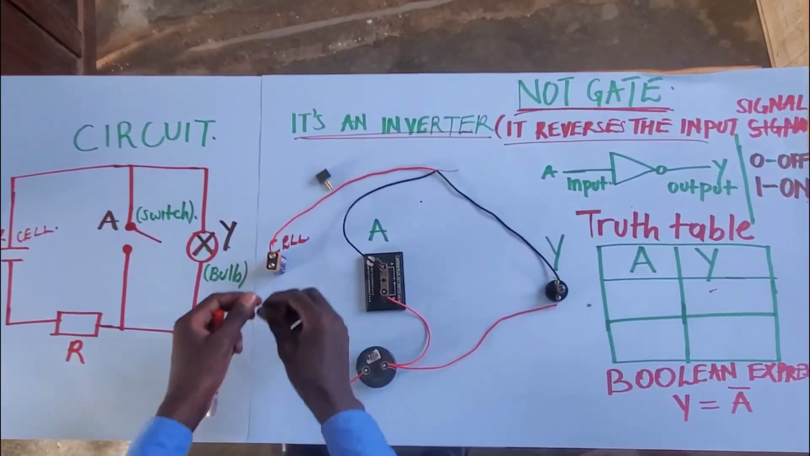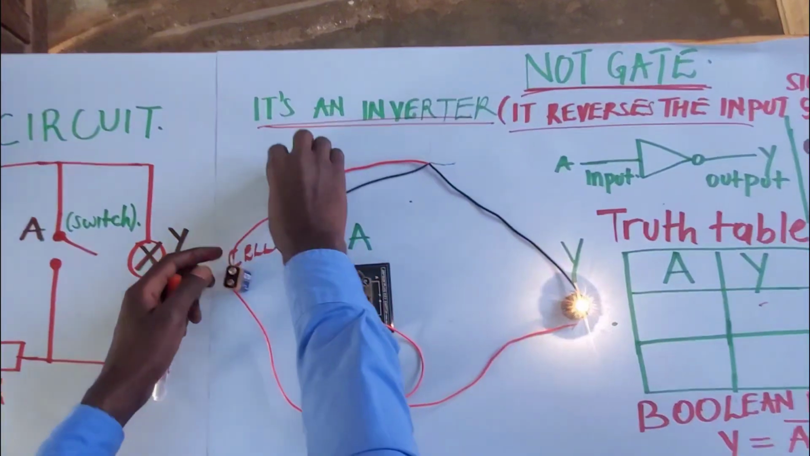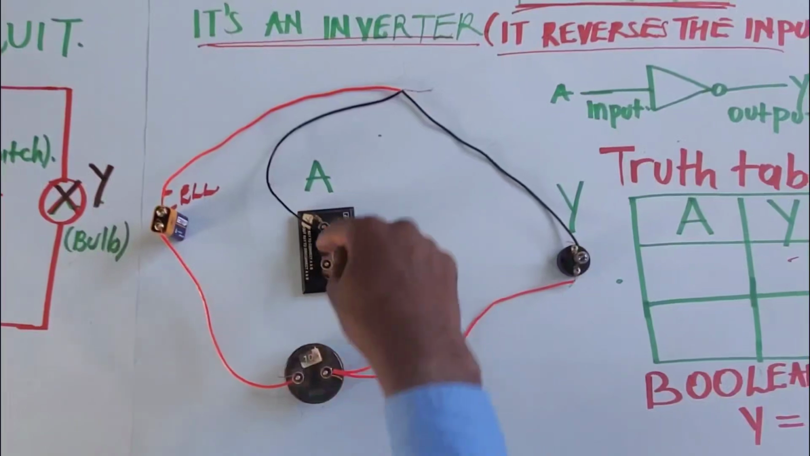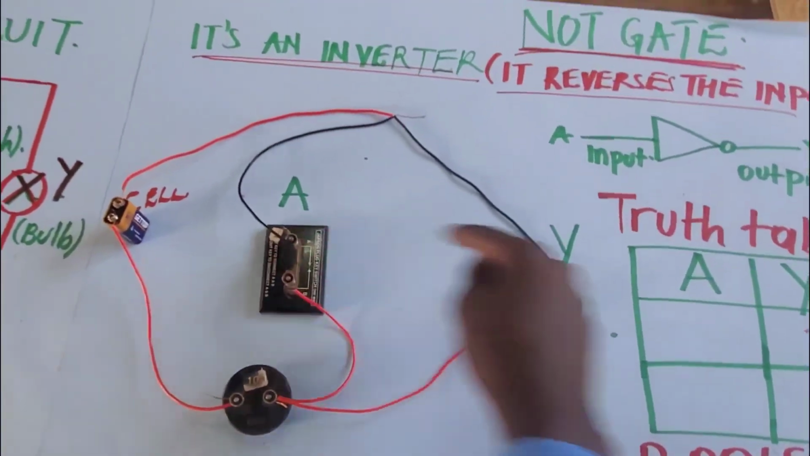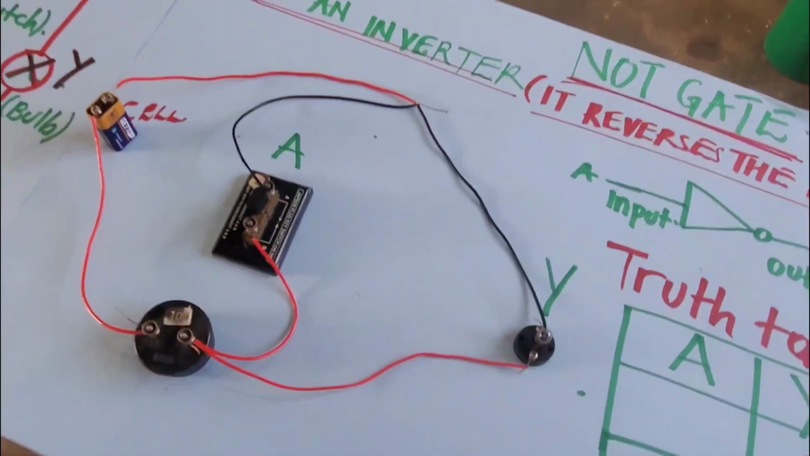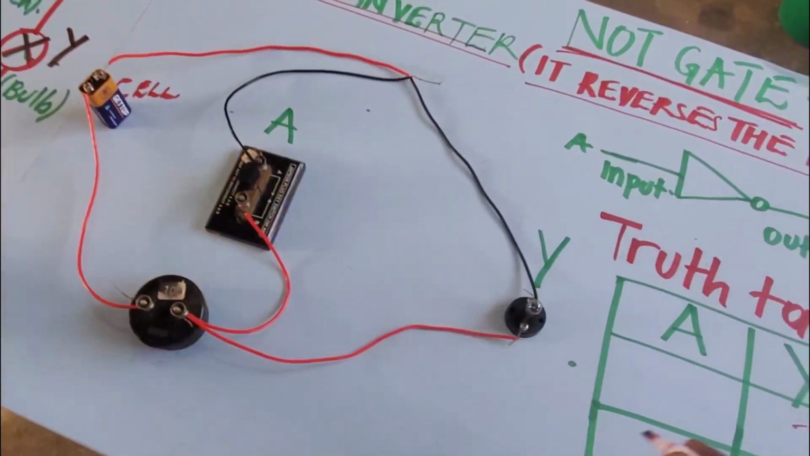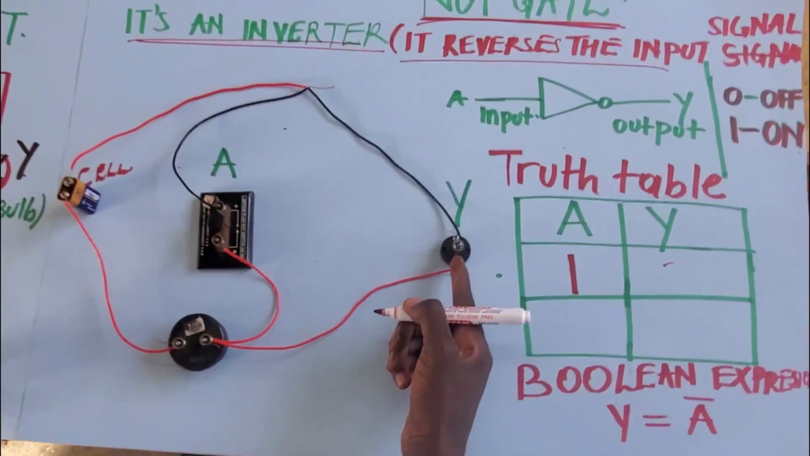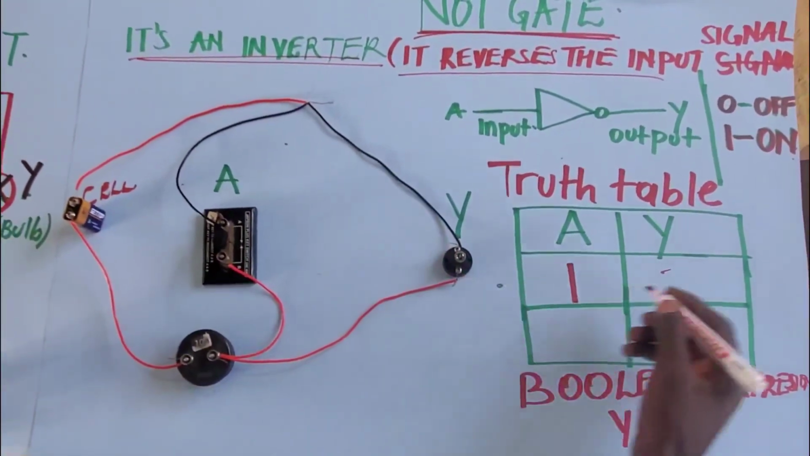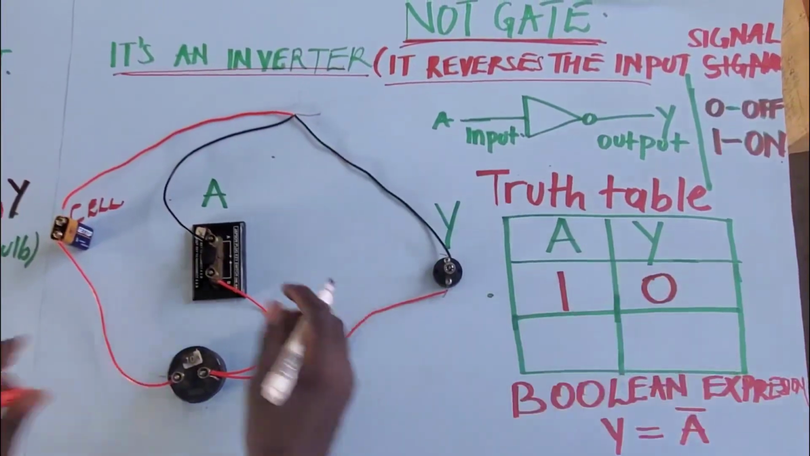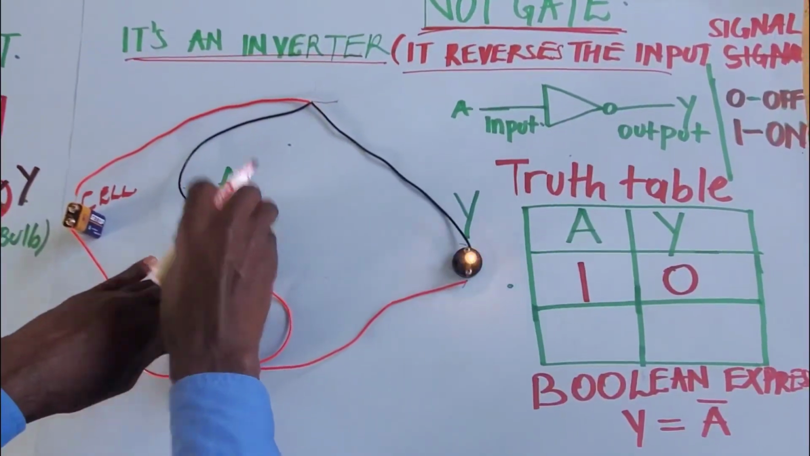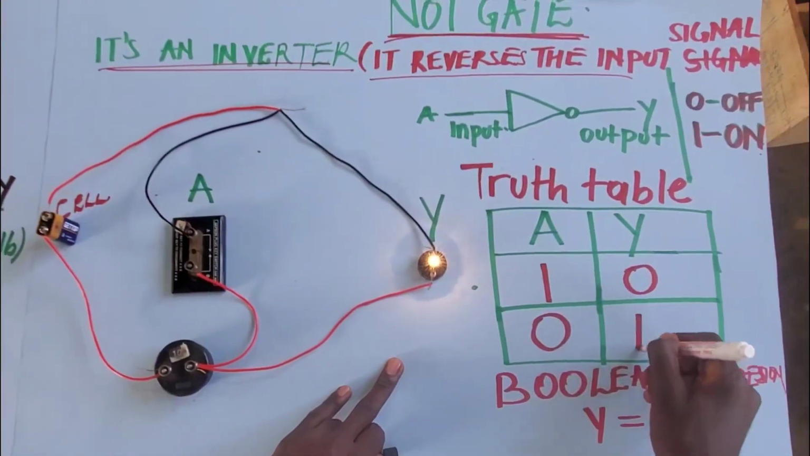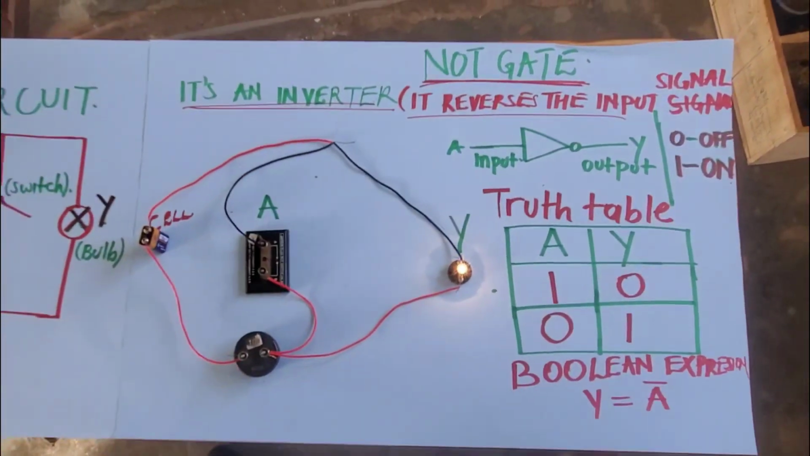Let me illustrate this, and let me complete my circuit. When you look at the circuit, I've switched on. In digital electronics, when it is on, it is a 1. So when we switch on, what happens to the bulb? The output is off. And when I switch off, the input is off. When it is off, the bulb goes on. That's how a logic gate, which is a NOT gate, works.